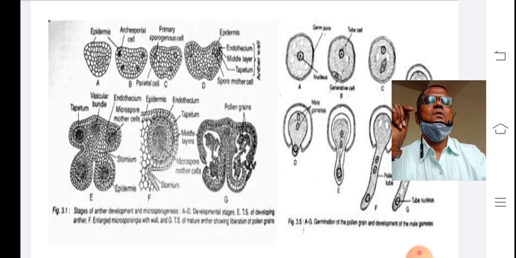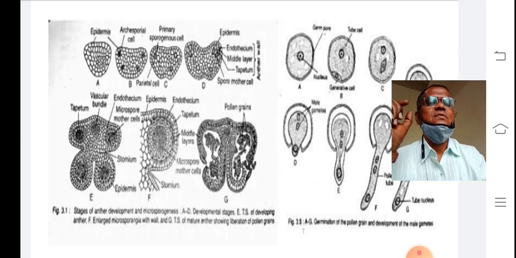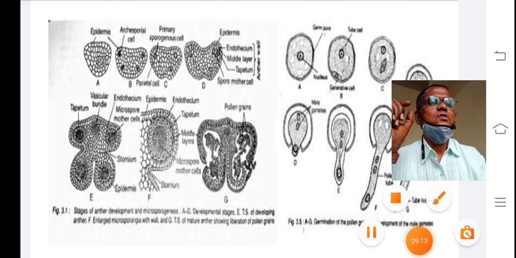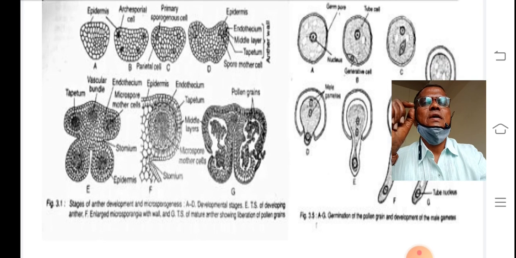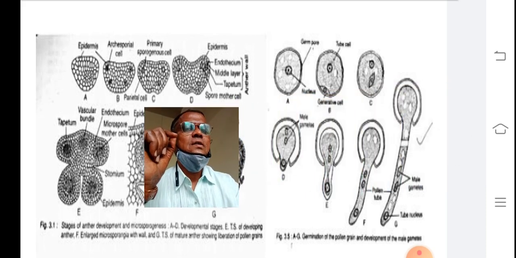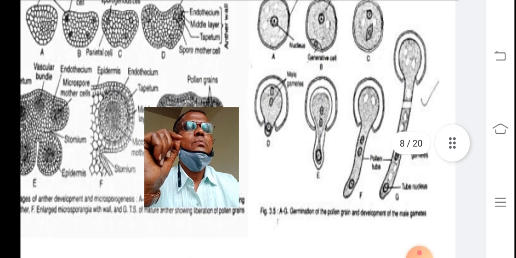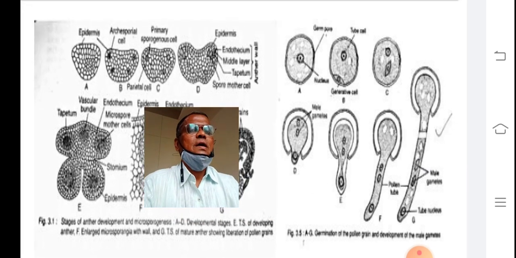So when the anther increases in shape and size, generally it shows this character. Therefore we have to consider this, and it develops to the formation of tetrasporangia. The mature pollen grain develops inside this. Then next is the germination of the pollen grain on the stigma of the carpel.